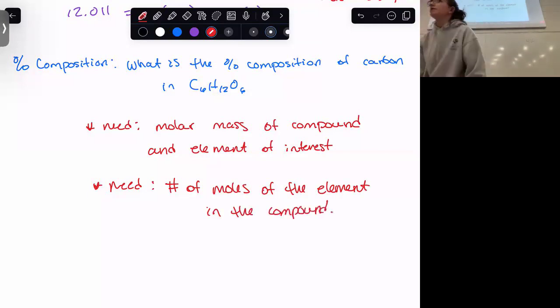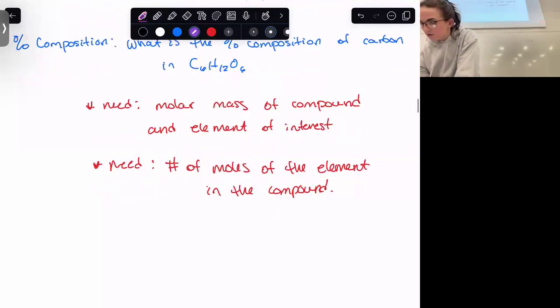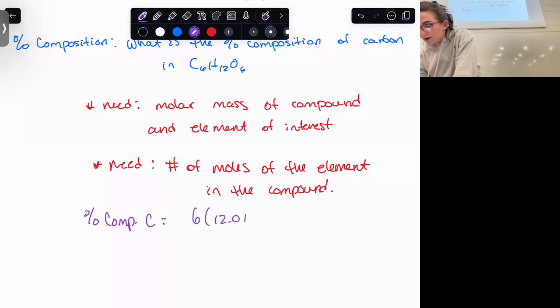It's not enough to say 12 divided by whatever the molar mass of glucose is. You need to know that 6 moles of carbon exists in your compound. So you need 6 times the molar mass of carbon divided by the total mass of your compound. So in this case, percent composition of carbon is going to be equal to 6 times 12.01 divided by the molar mass of glucose.